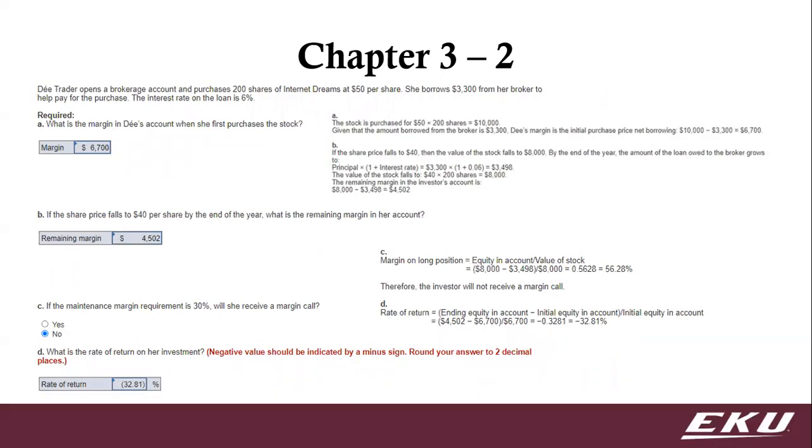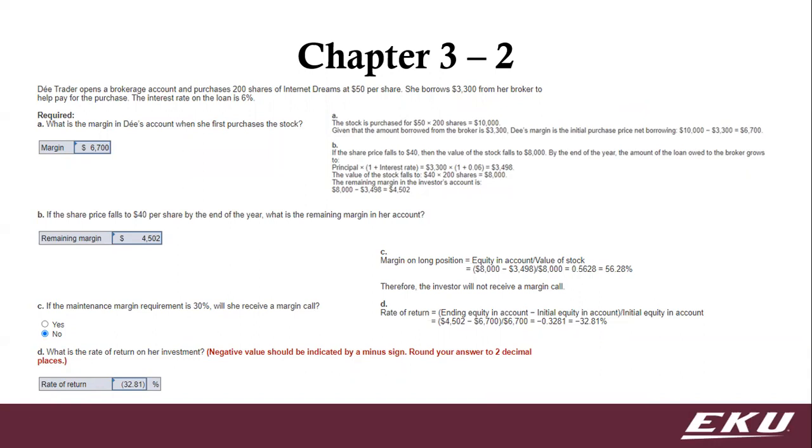Again, this problem here has multiple sections to it. But if you notice, this person goes out, they open a brokerage account, and then they take out a loan from the broker. This is what margin is, right? When you take out that type of loan. So what is the margin? If you see there, the answer for A, the stock is purchased for 50 times 200, and then they borrow the 3,300 total. So that's the margin.